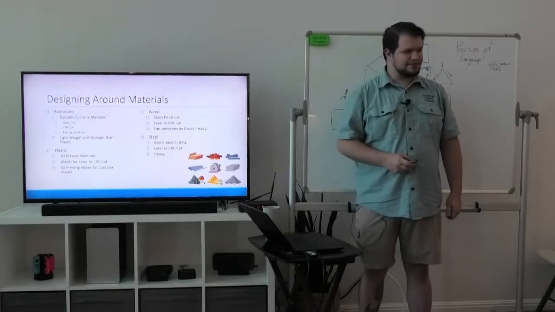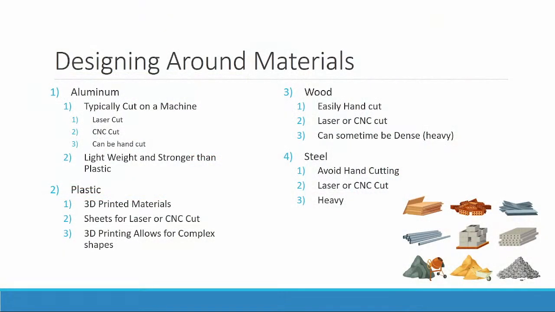It tends to be very heavy. You should avoid steel. There's a whole bunch of different types of steel, and you should just avoid it where you can because it's much too heavy for FTC bots in most cases.